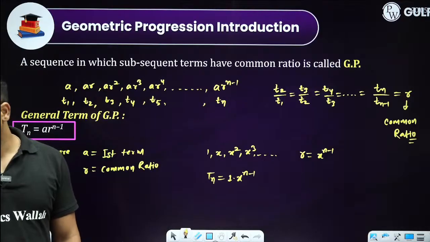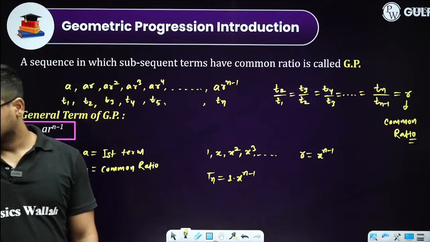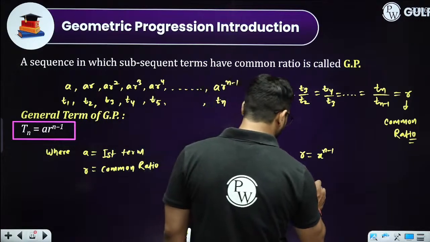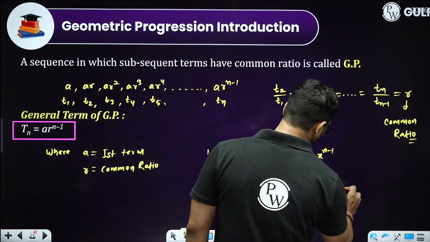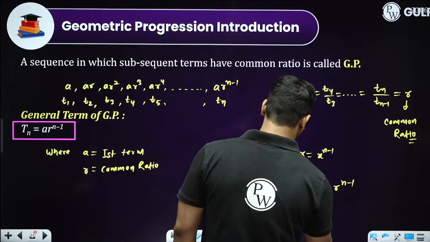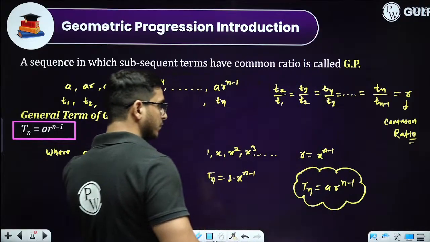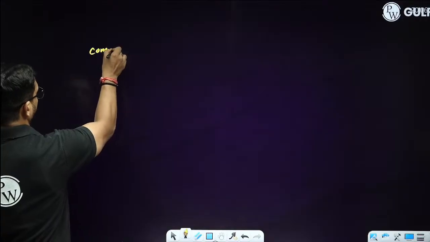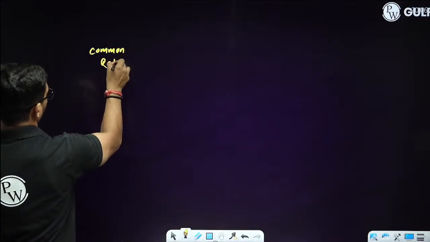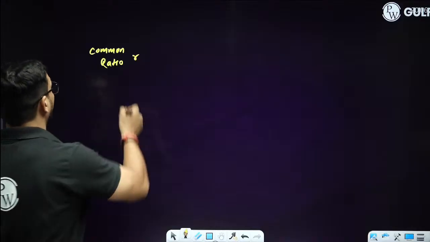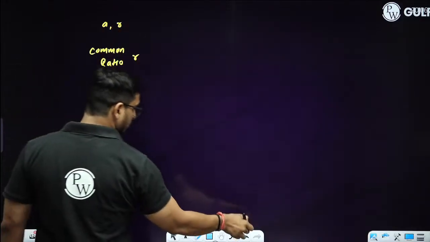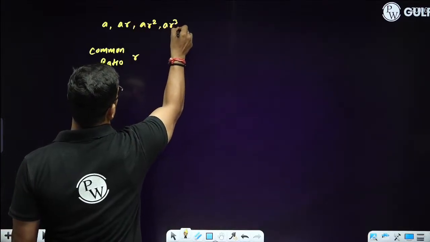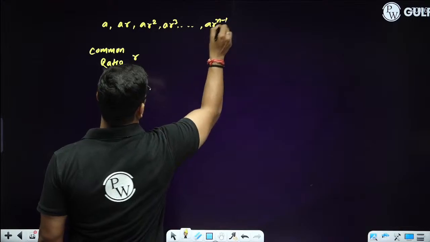Is it clear? Okay. So this is Tn. Again let me tell you, Tn is the first term times the common ratio R to the power n minus 1. Now let me tell you one thing about this common ratio R. We have A, AR, AR square, AR cube, and so on, AR to the power n minus 1, the nth term.